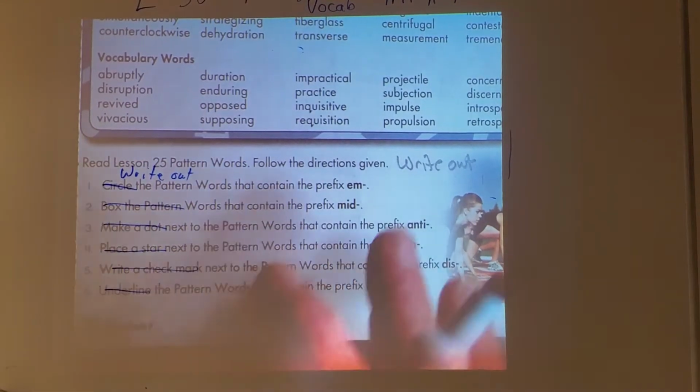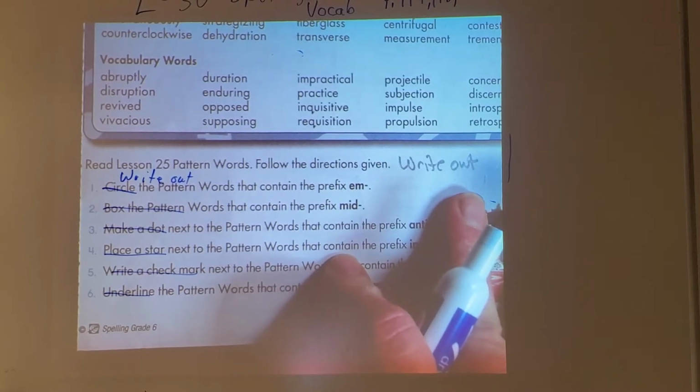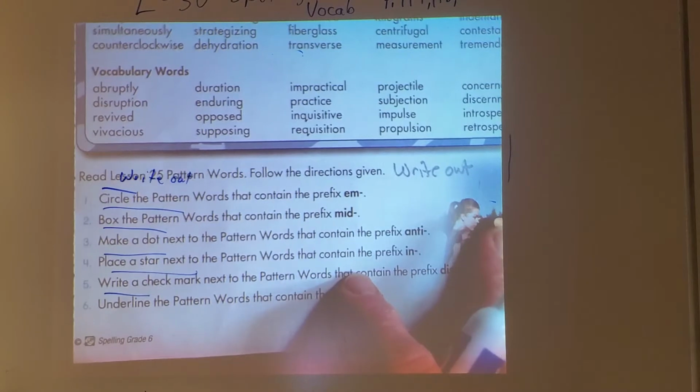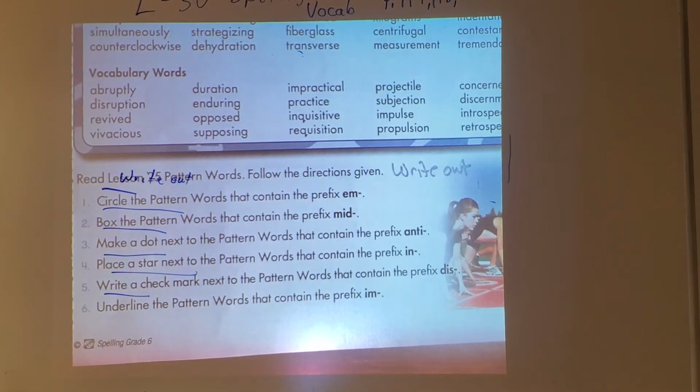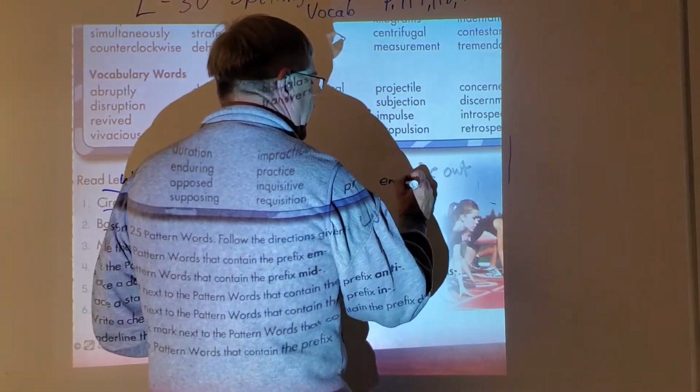So for example, I'm just going to do number one. It says write out words that contain the EM prefix. So I look in my listing and I see the EM. All right, I have two words. So I would type out the word embodied.